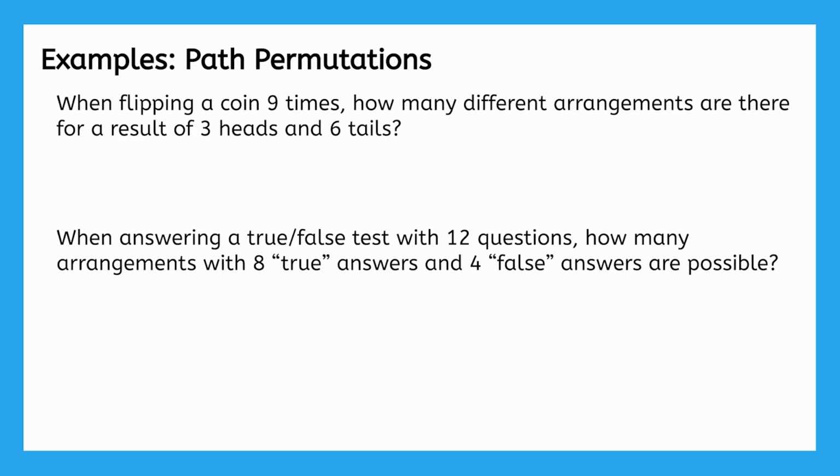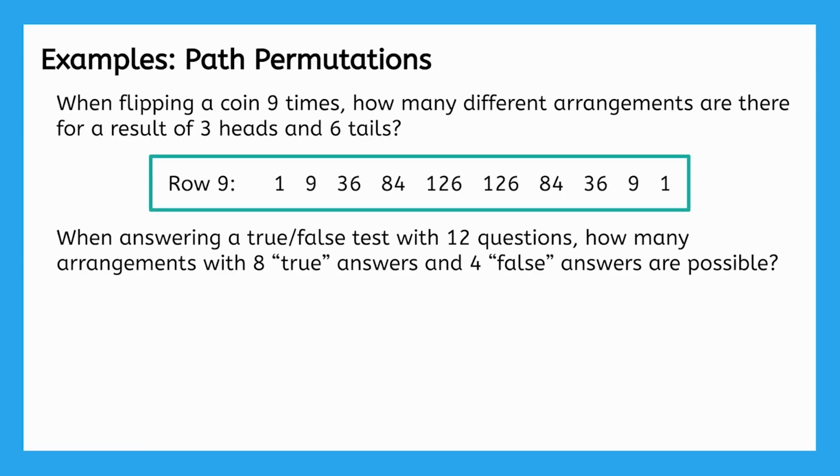For the first one, 9 total flips means we need to use row 9. We can use either of these positions that have 3 spots on one side and 6 on the other. There are 84 possible ways to get 3 heads and 6 tails.